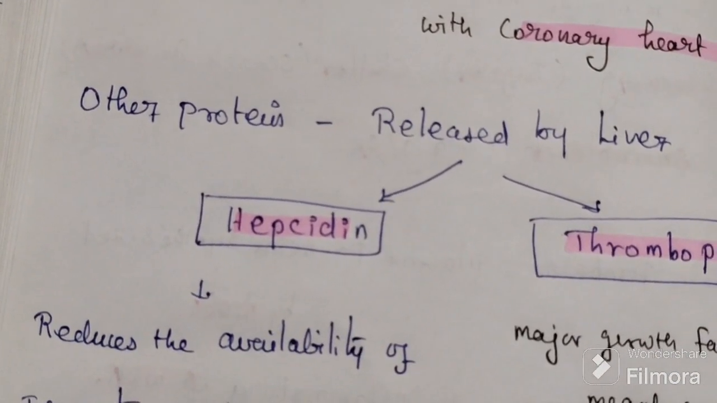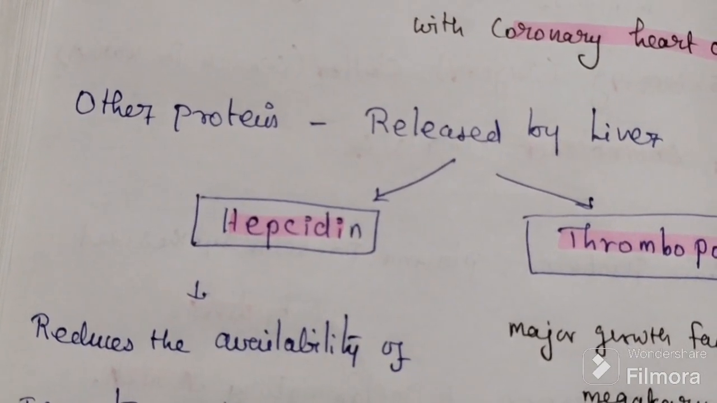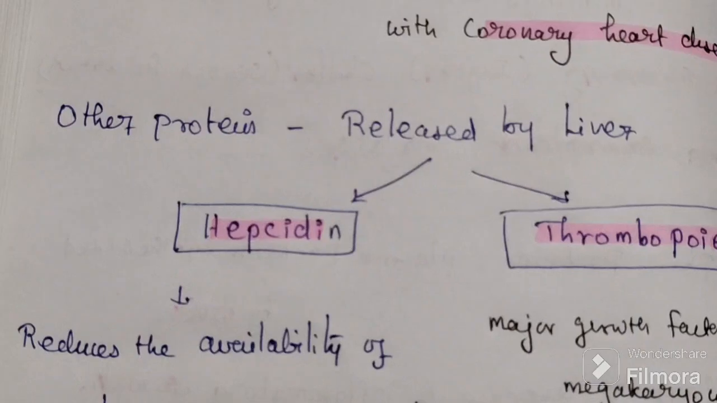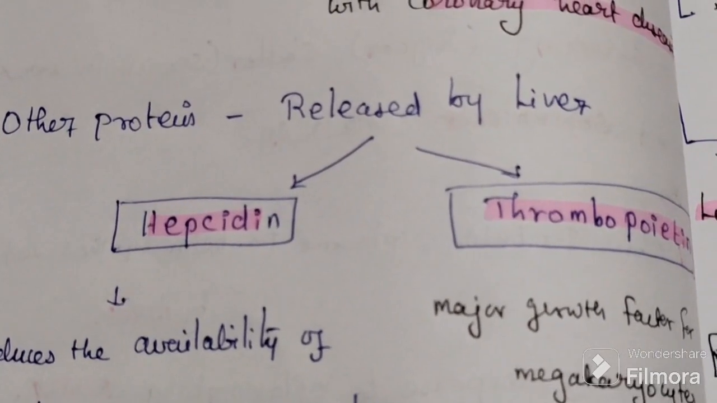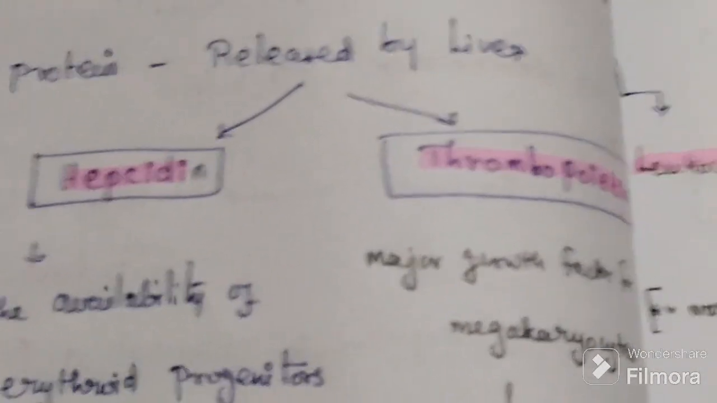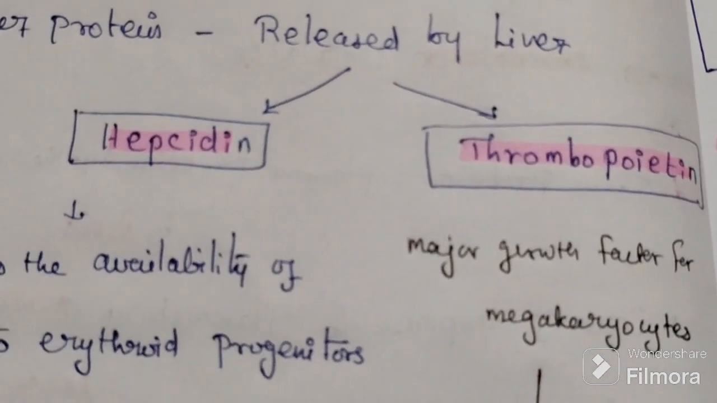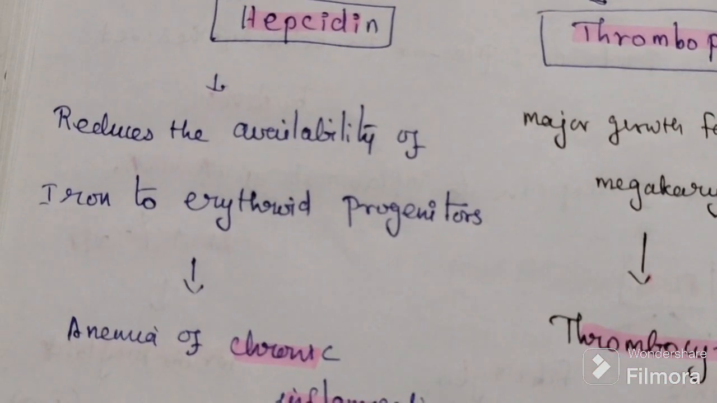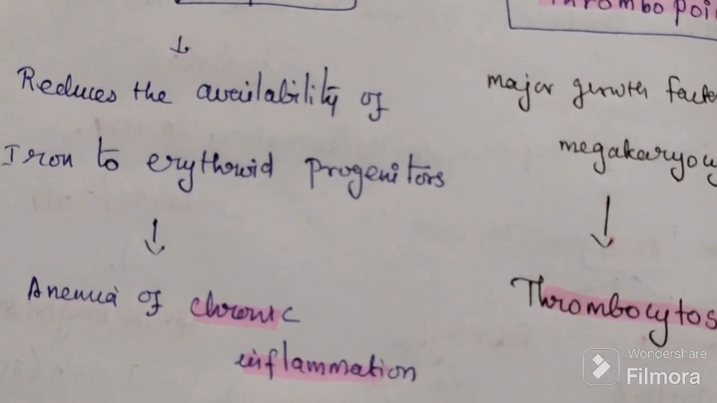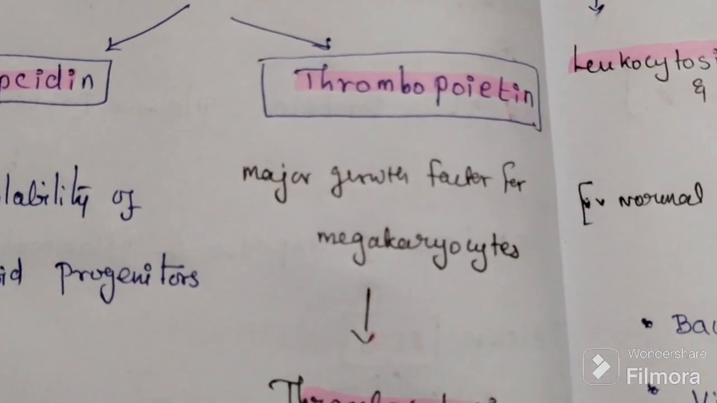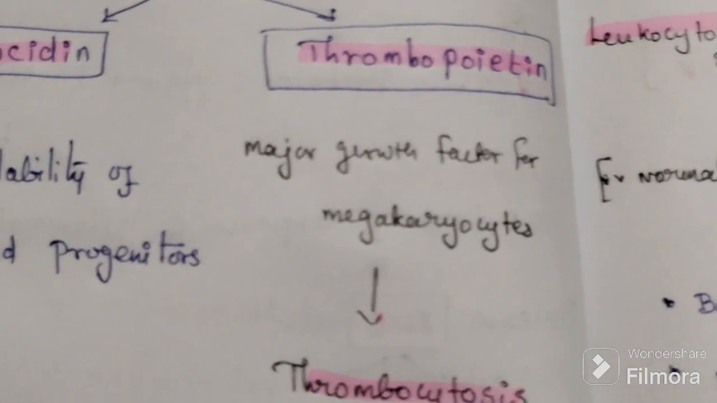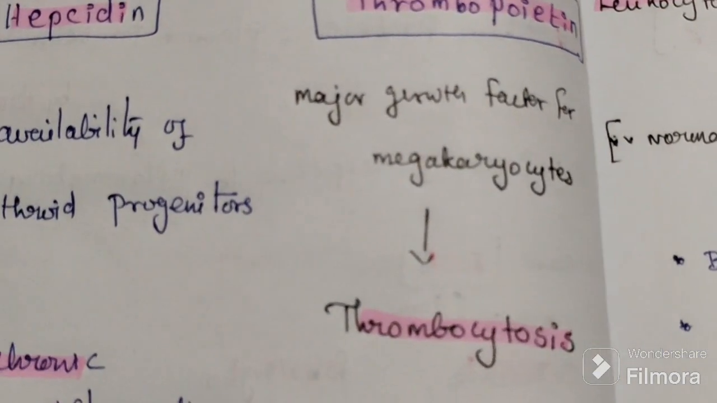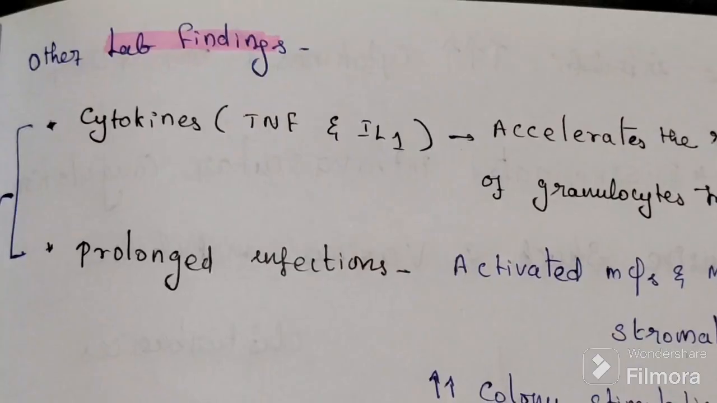What are the proteins? CRP, fibrinogen, then serum amyloid protein. Two more important proteins, other proteins released by liver: hepcidin and thrombopoietin. Hepcidin reduces the availability of iron to erythroid progenitors. This one leads to anemia. This thrombopoietin is the major growth factor for megakaryocytes. This one leads to thrombocytosis.